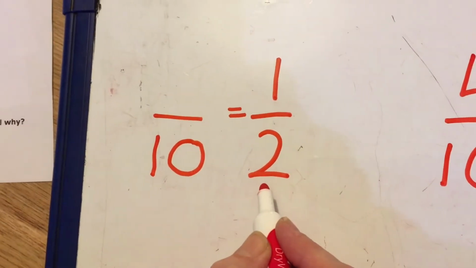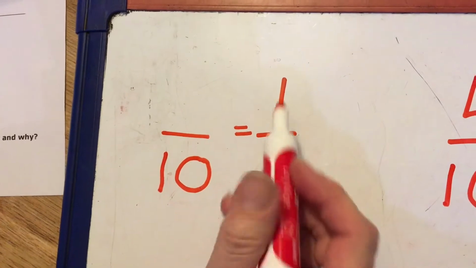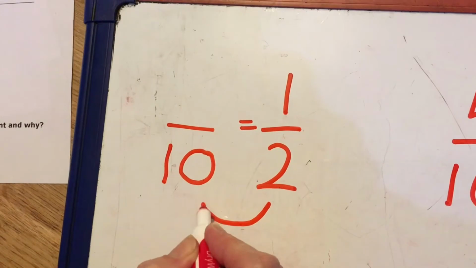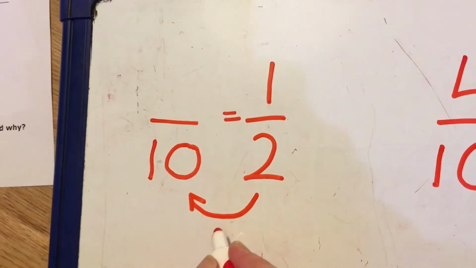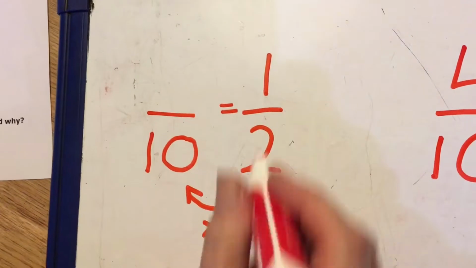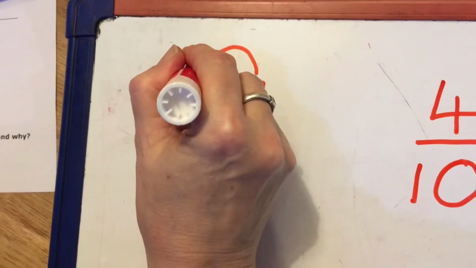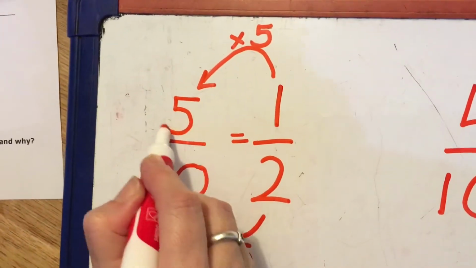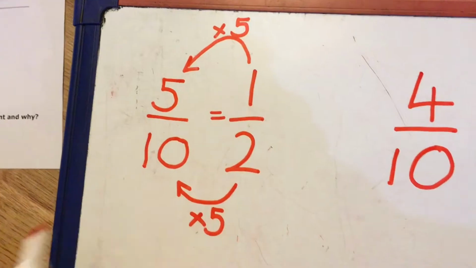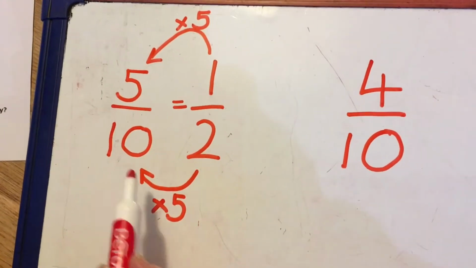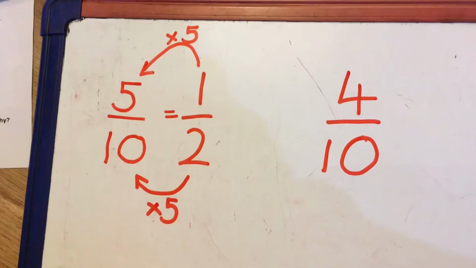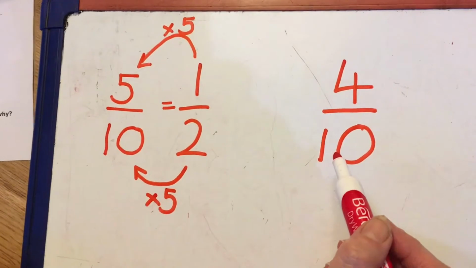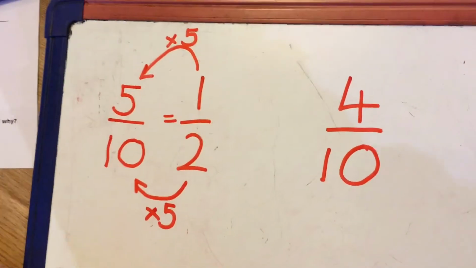I can make this into tenths by writing an equivalent fraction. So here we go. Remember, whatever you do to the bottom, to the denominator, I have to do exactly the same to the top. So I'm going to think 2 times what is 10? Well, 2 times 5 is 10. So I'm going to do the same to my numerator. I'm going to multiply it by 5, and that will give me 5/10. So a half is equivalent to 5/10. So now you can quite easily see that 5/10 or a half is a larger amount than 4/10.